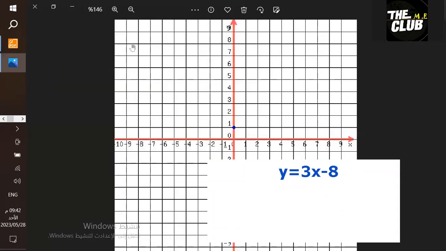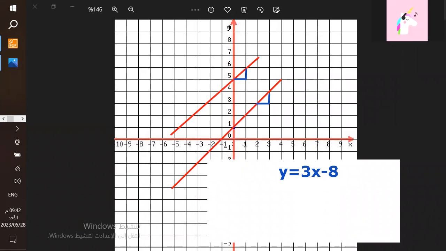Because if you have a line like this, for example, and another line like this, they are parallel. It means they have the same gradient. Look, the gradient: we go 1 positive x, it's 1, right? So the same gradient means parallel lines. Easy? Will they ask us to prove it on the graph? No.